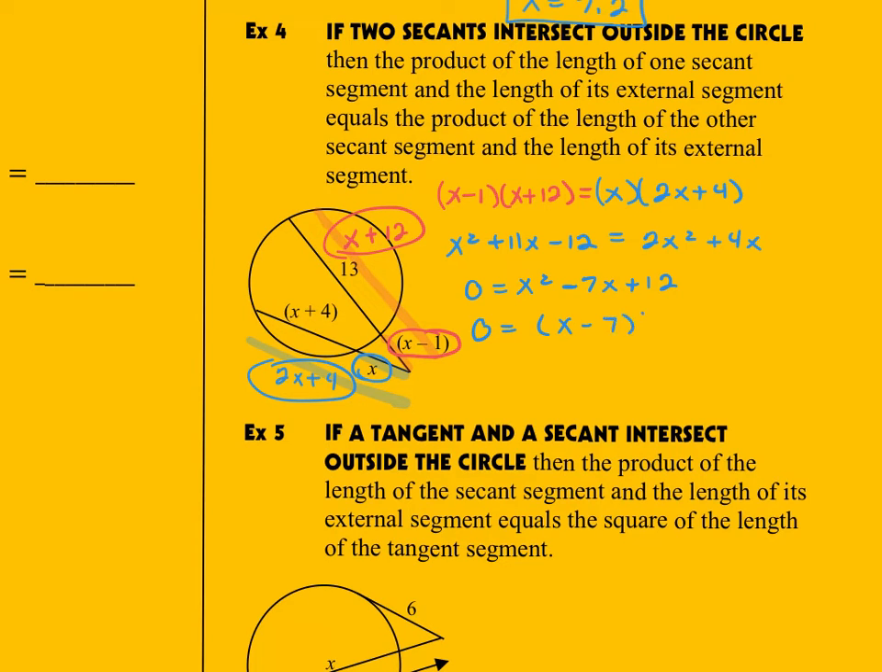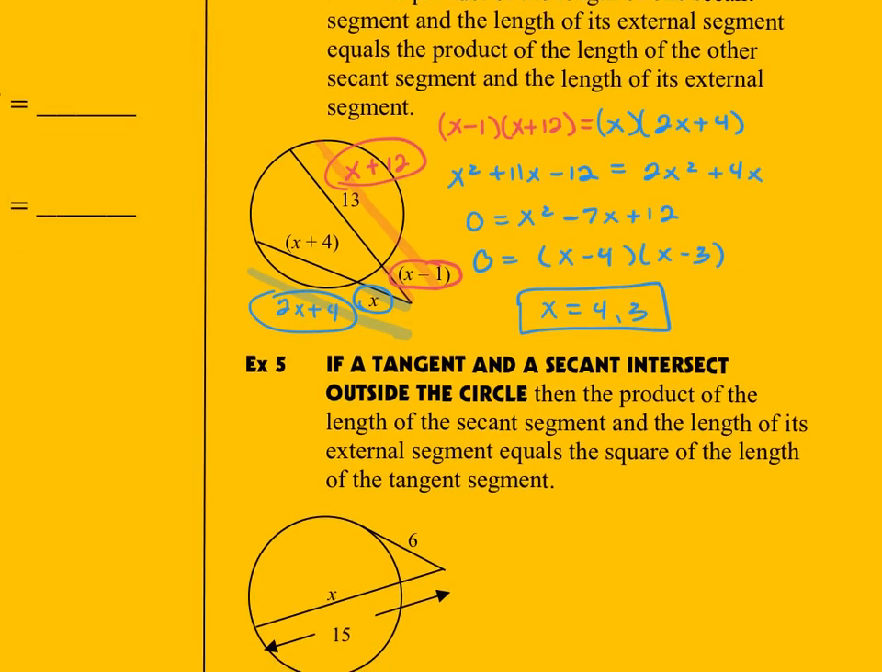x minus 7, x, oops, didn't mean to say 7 there. Sorry about that. Let's erase that. How about x minus 4? I was looking at the 7, got ahead of myself. So x minus 4 and x minus 3. Set each factor equal to 0, and we get 4 and 3.